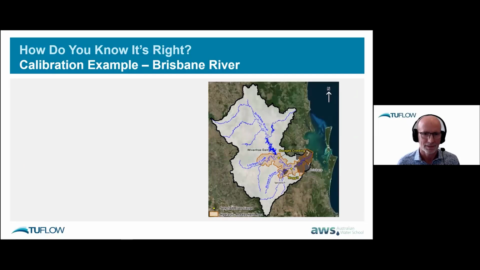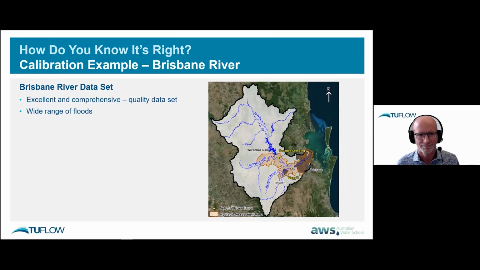So let's just look at a little example. So this is one of my favorites. It's a Brisbane River data set. It's without doubt, in my career, the most excellent and comprehensive data set that I've ever seen or had the privilege of working with.